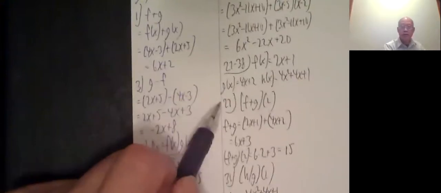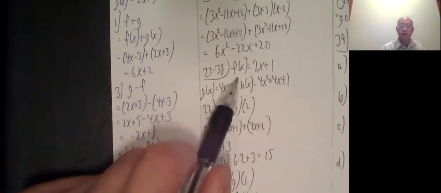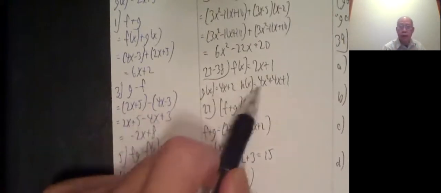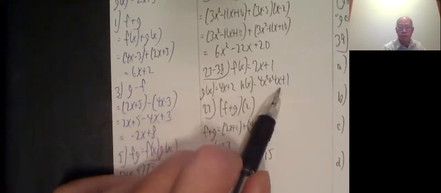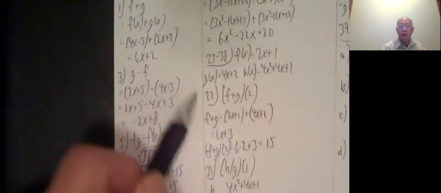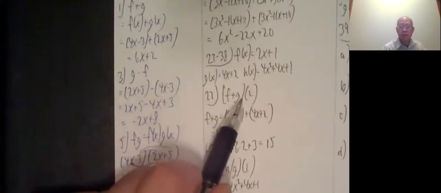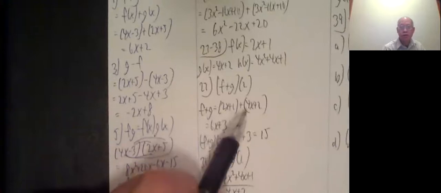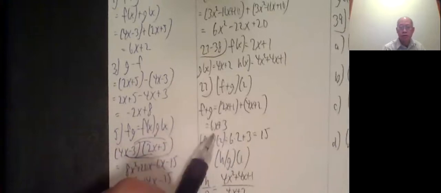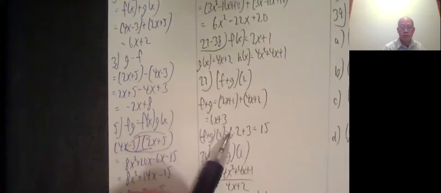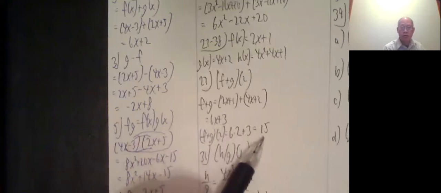Then for 27 to 38, they give us these functions. f of x is 2x plus 1. g of x is 4x plus 2. h of x is 4x squared plus 4x plus 1. They say f plus g of 2. So first figure out f plus g, 2x plus 1 plus 4x plus 2, 6x plus 3. So f plus g of 2 means plug in 2. 6 times 2, 12, plus 3 is 15.